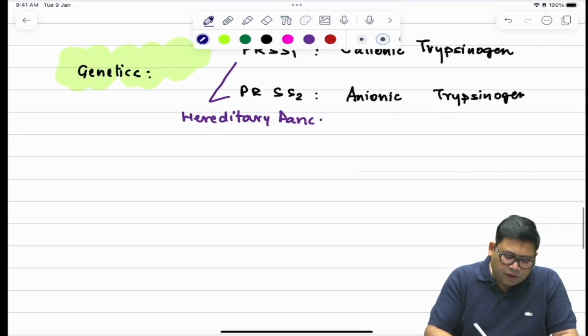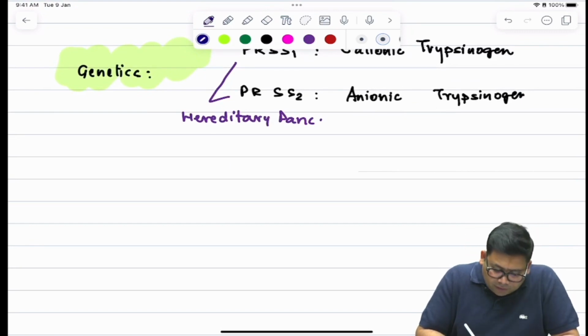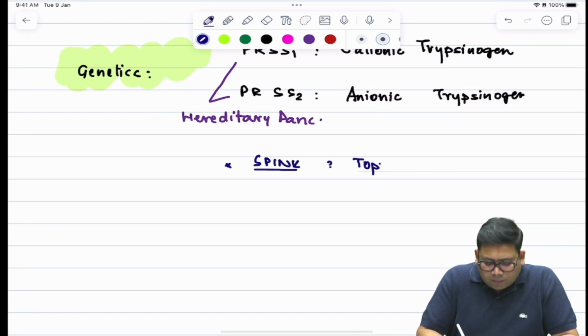So we have PRSS1, we have PRSS2. The other one we have is the classical SPINK mutation. Where is the SPINK mutation associated? This is associated with tropical pancreatitis.